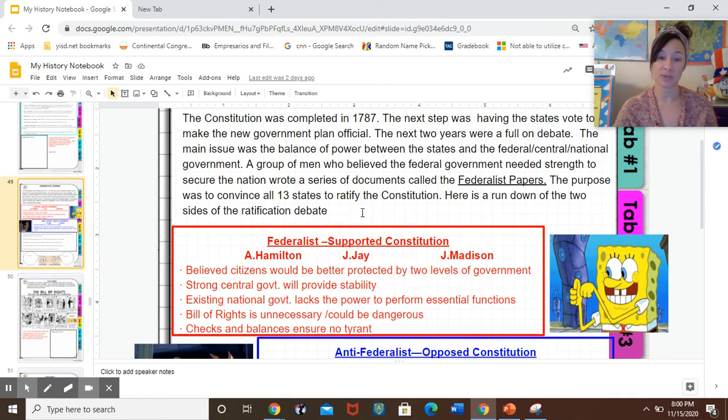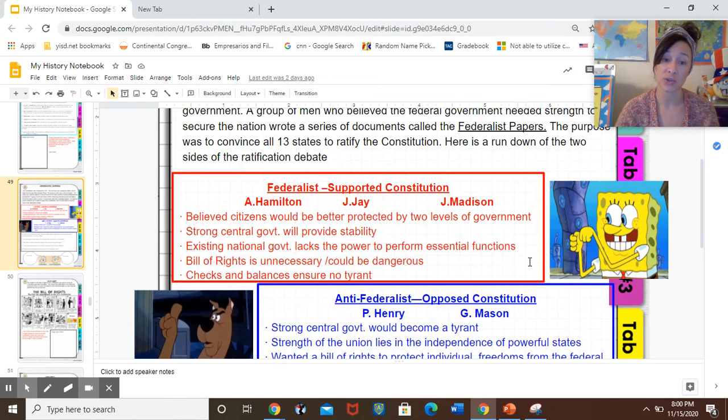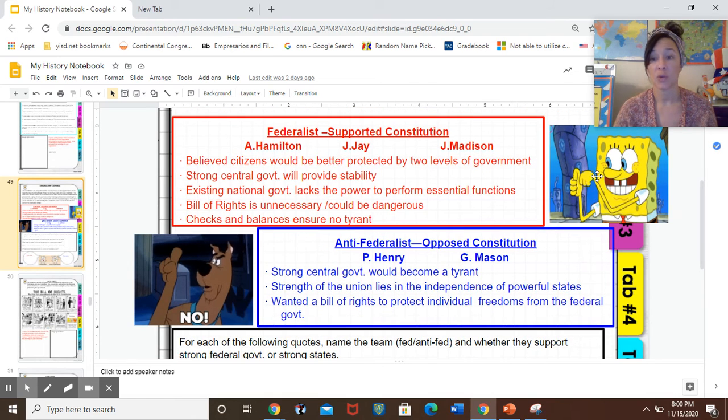Here's a rundown of the two sides of the ratification debate. So if you can think about it, the Federalists, this team of players, actually writes a bunch of essays trying to persuade or convince the states to sign. That's what the Federalist Papers were, written by Federalists to persuade for the ratification of the Constitution. With your teacher, you're going to be reading through these characteristics of each team, one saying yes and one saying no to the Constitution. Big idea here, guys. The Anti-Federalists wanted a Bill of Rights added to the Constitution to ensure individual freedoms were protected, okay?